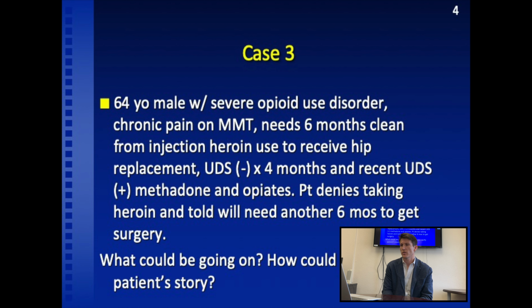He's doing very well in treatment. The screens have been negative for 4 months, and then the test came back positive for methadone and opiates. He denies taking heroin, but was told by the surgeons at the time, you need to go back to day 0 and get another 6 months before we give you a hip replacement. What could be going on, and how could you potentially verify the patient's story?